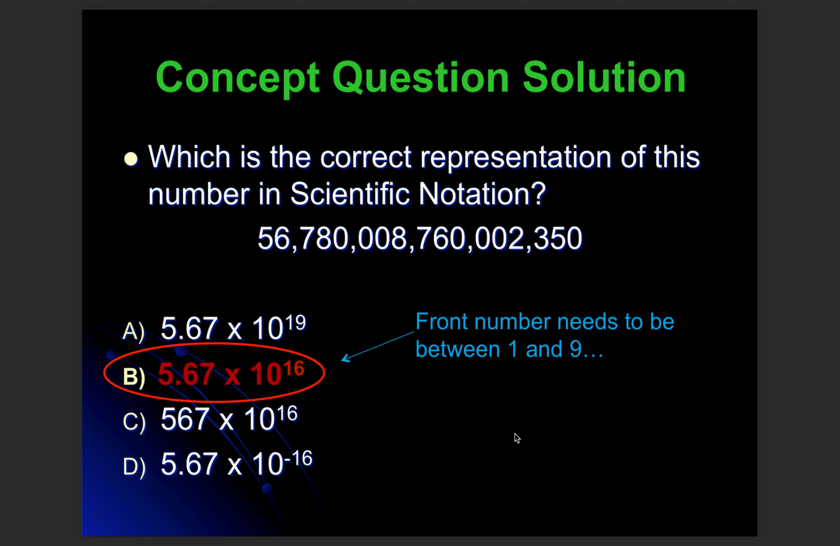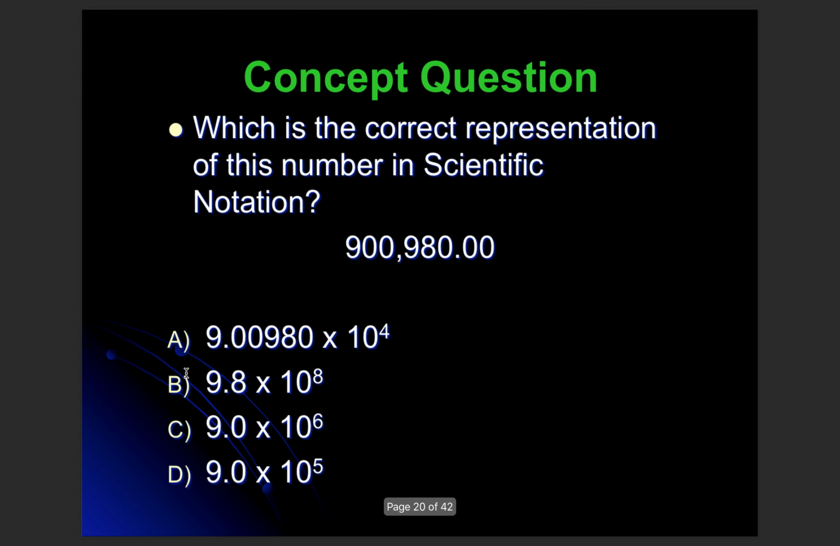Okay, so if you didn't get this correct, you might have needed to know one other key thing about scientific notation. You always want to represent the first number, the front number, between 1 and 9. So you would not write this as 567 because that's larger than the number 9. So you would need to represent this front number between 1 and 9. Okay, so let's give it another try. Which is the correct representation of this scientific number?